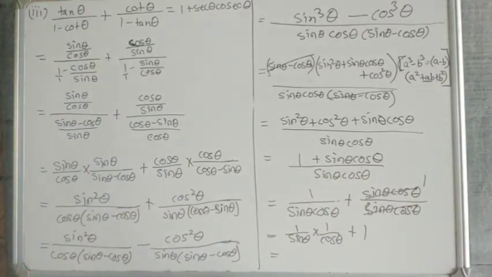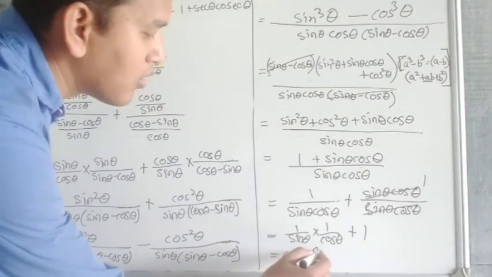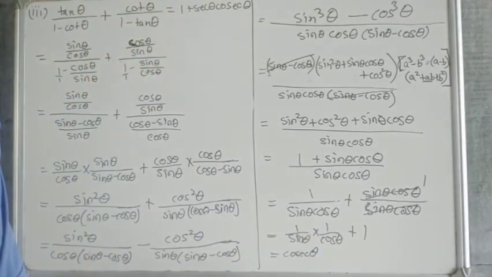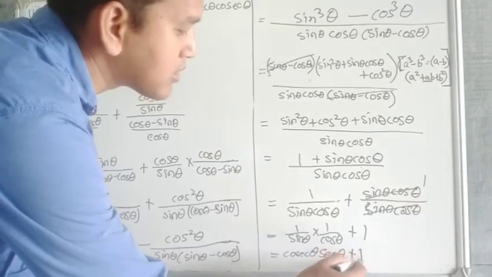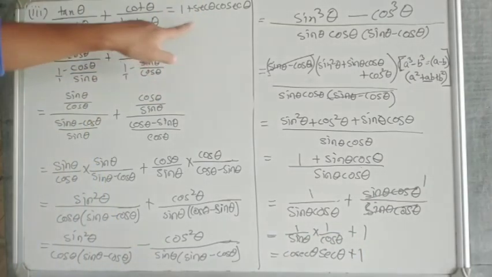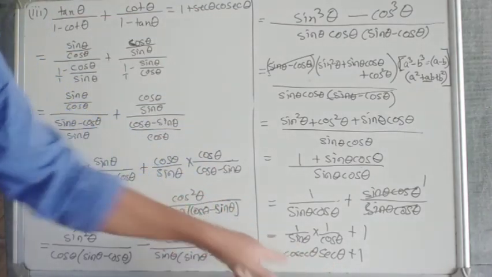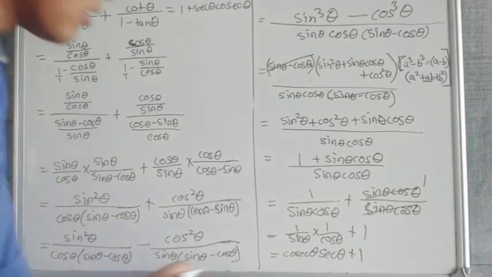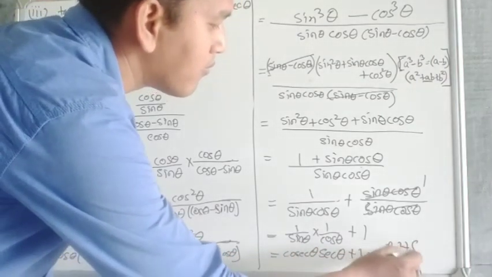Okay, now 1 by sin theta is your cosec theta, then 1 by cos theta is your sec theta, plus 1, that is your RHS. 1 plus sec theta cosec theta, you can write it as same thing. Okay, so just rearrange them, it will become RHS.